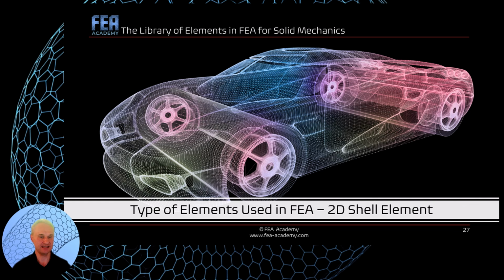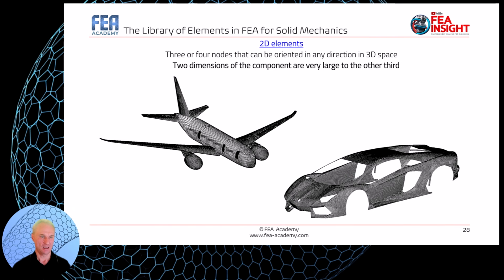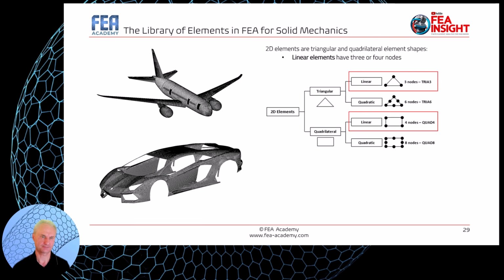So now let's see the 2D shell elements, how they work and when we can use them. A reminder here, the 2D elements are 3 or 4 node elements that can be oriented in any direction in the 3D space. There are 2 dimensions of the component that are very large compared to the third, the thickness.